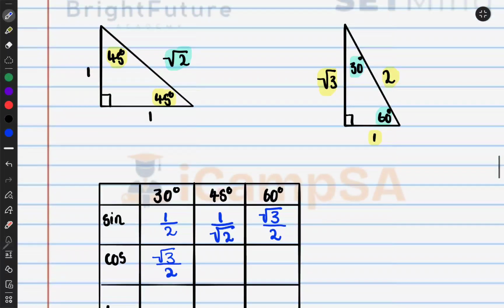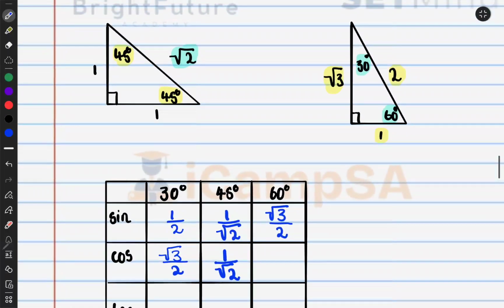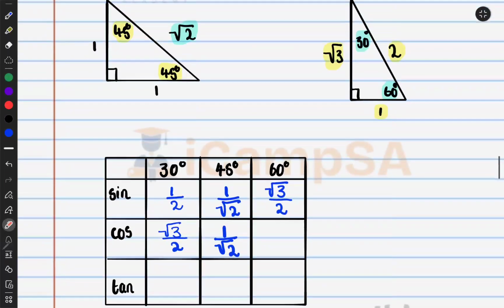For cos 45, both sides are equal to 1. The adjacent side is 1 and the hypotenuse is root 2. So cos 45 and sine 45 have the same ratio, which is 1 over root 2. And then cos 60 degrees, adjacent side over hypotenuse. The side that is next to 60 degrees is 1, and the hypotenuse is 2. So therefore we have 1 over 2.